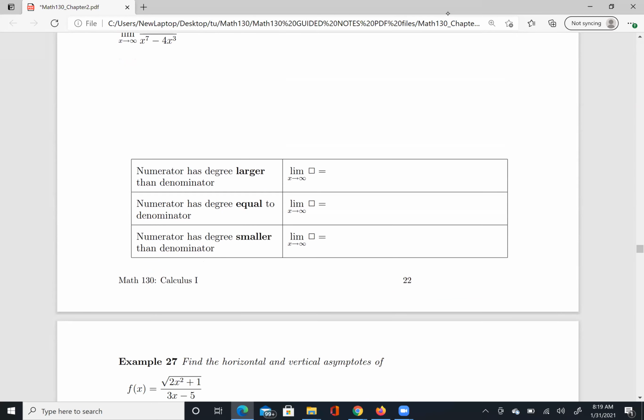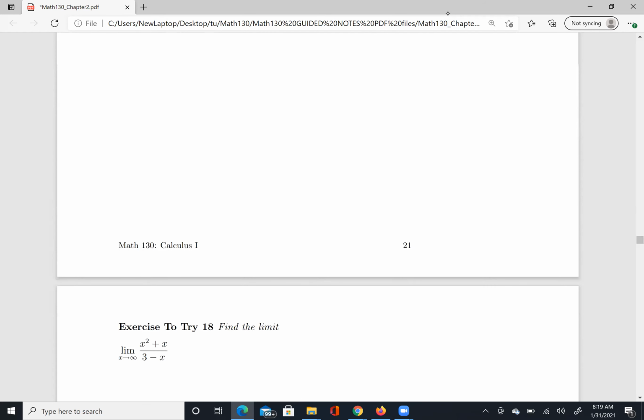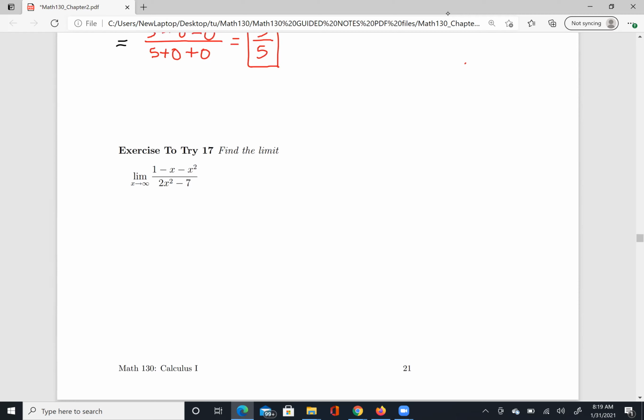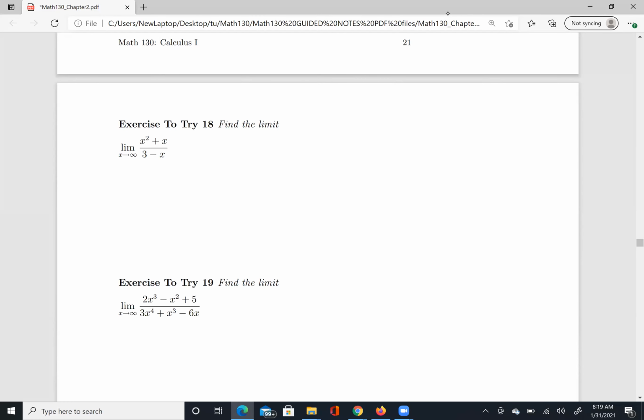I can give you the answer key for all of them to make sure you can get it later on. The answer for exercise 17 will be -1/2. For the next one, it's going to be -infinity.